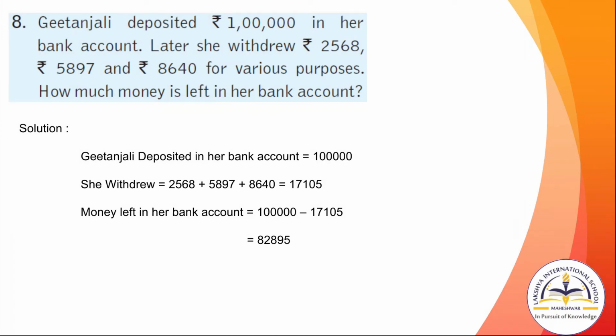Now question number 8. Geetanjali deposited 1 lakh in her bank account. Later she withdrew 25687 and 8640 for various purposes. How much money is left in her bank account? So the deposit amount is 1 lakh, and the withdrawn amounts are 25687 and 8640. First we will calculate the total withdrawn amount, that is 17105. Now how can we find the money left? We can subtract 17105 from 1 lakh. So we will get our answer.